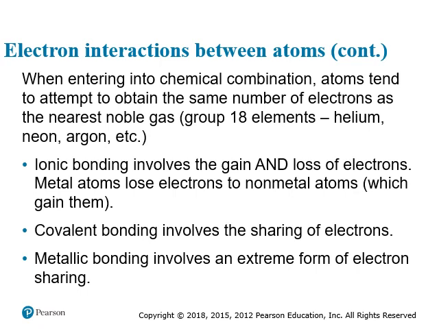Regardless of the nature of the atoms themselves, when electronic interactions take place, they do so following a particular rule. And the rule goes a little something like this. When entering into chemical combination, atoms tend to attempt to obtain the same number of electrons as the nearest noble gas. If you'll remember, those noble gases are the group 18 elements: helium, neon, argon, krypton, xenon, radon, and oganesson. Those elements that we find in the last vertical column on the right-hand side of the periodic table.